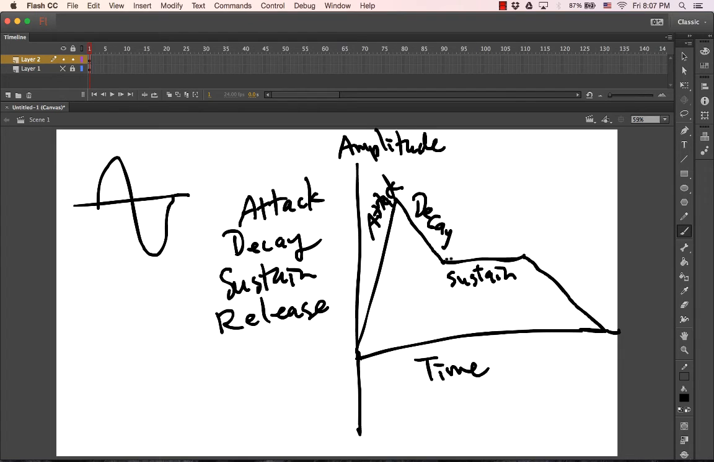So if I hold the note on the piano, and then once I take my finger off the piano, how long does it take for the sound to go away? Okay, so all of this whole thing is called the wave envelope.